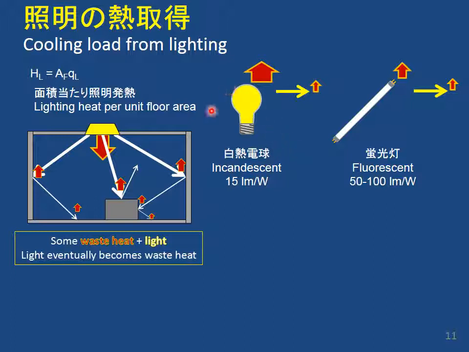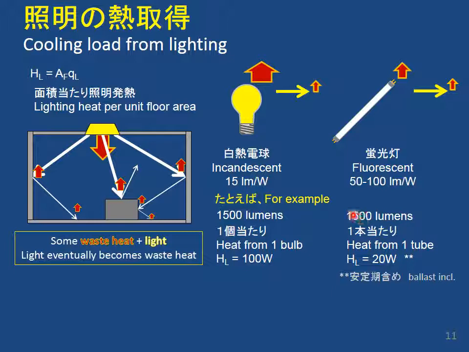Now you know old style incandescent light bulbs make a lot of waste heat and some light. And more efficient fluorescent lights or LED lights make some waste heat and light. So for example, if this light bulb is 1,500 lumens and this fluorescent tube is also 1,500 lumens, sometimes maybe this would need a 100 watt bulb or a 20 watt fluorescent tube. So the waste heat would be different, but eventually it all becomes waste heat.